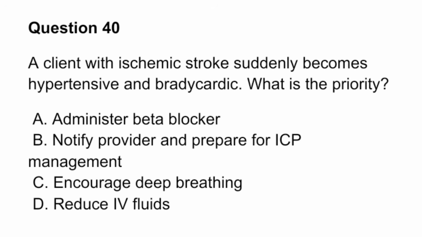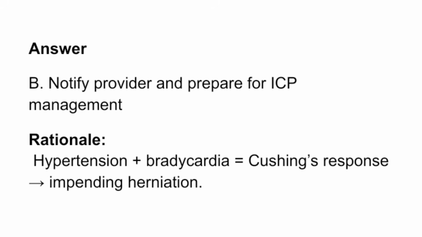Question 40. A client with ischemic stroke suddenly becomes hypertensive and bradycardic. What is the priority? A. Administer beta blocker. B. Notify provider and prepare for ICP management. C. Encourage deep breathing. D. Reduce IV fluids. Answer: B. Notify provider and prepare for ICP management. Rationale: hypertension plus bradycardia equals Cushing's response, leading to impending herniation.